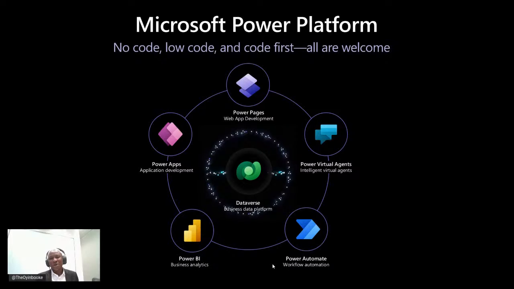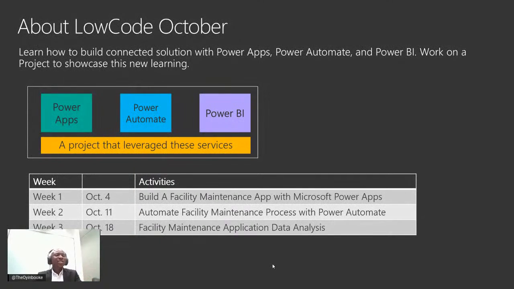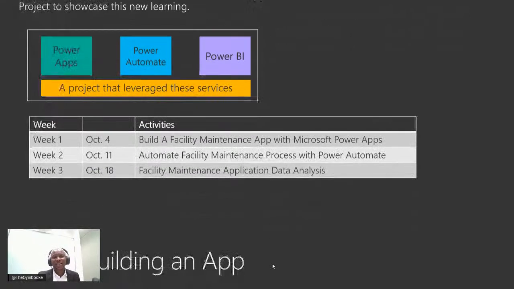And that's exactly what we're doing in Low Code October, putting together Power BI, Power Apps, Power Pages, Power Virtual Agent, Power Automate. But we are focusing on Power Apps, Power BI, and Power Automate. And this is the timetable we've been following through. So today is the last day in the series, Facility Maintenance Application Data Analysis.